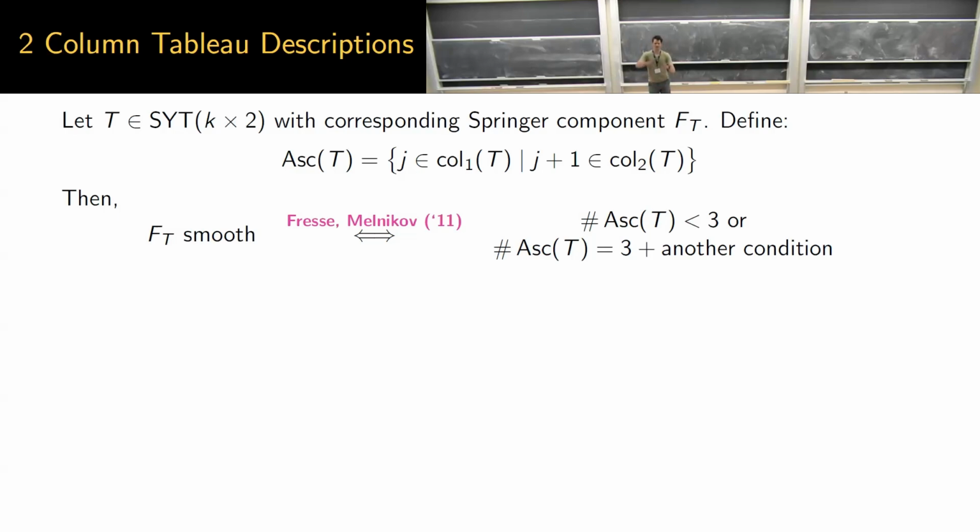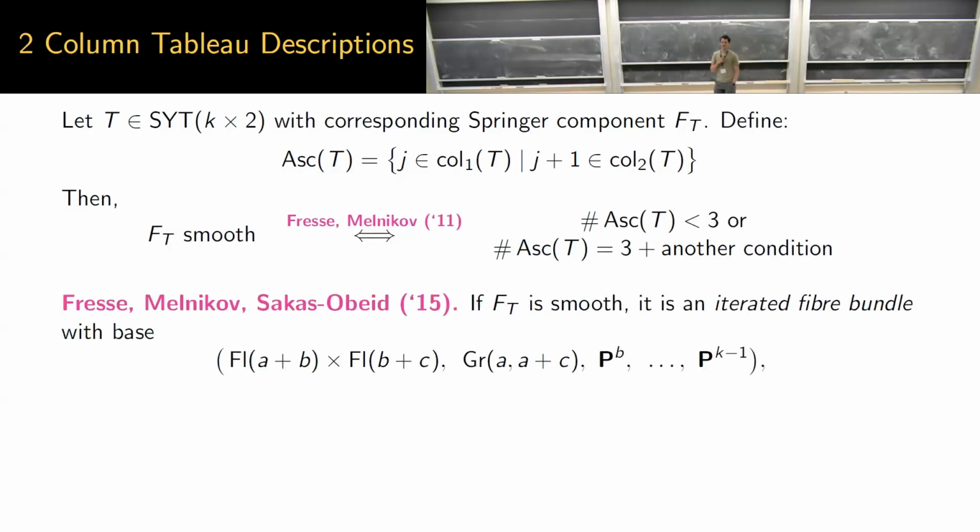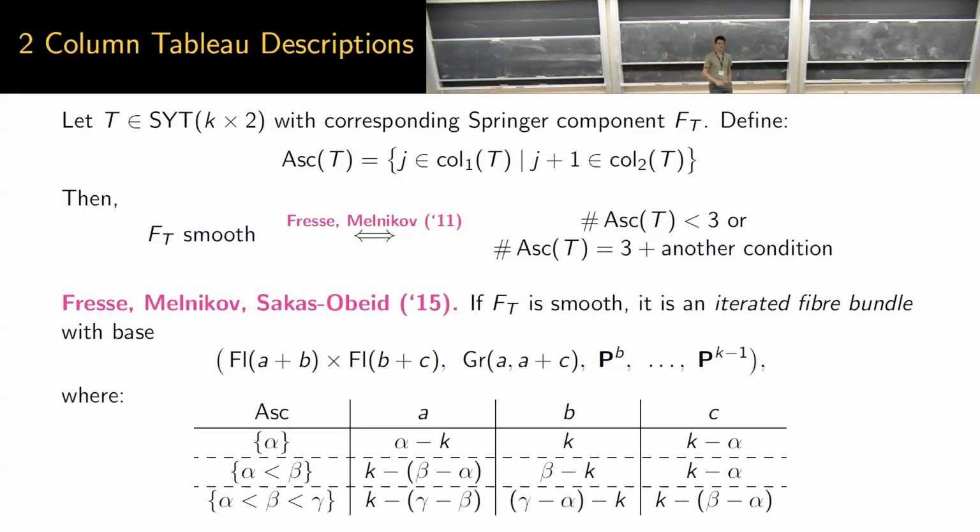The other condition says I can split up my tableau into two. And the theorem is even better than that. They say when I'm smooth, they can describe the bundle structure. They can say that it's an iterated fiber bundle with base flaggy things and Grassmannian things and projective spaces, where you have to look up in a table what these values are, and that is unsatisfying to me.